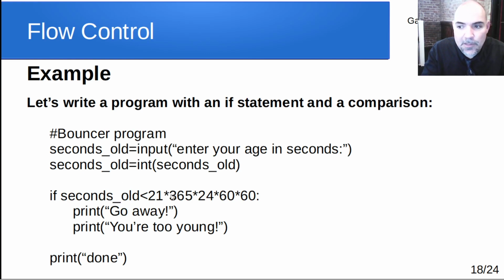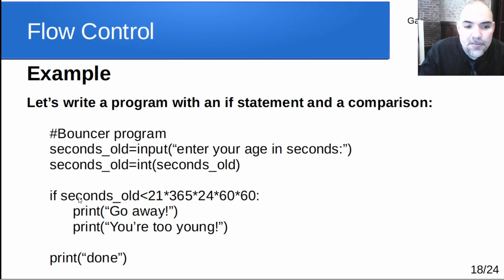Now that is an important concept. We're going to go back to the Python shell in just a second, and I'm going to talk about that a little more. But now we can say if seconds old is less than 21 years times 365 days times 24 hours a day times 60 minutes in an hour times 60 seconds. Notice we're using the power of Python to calculate this for us. We could have calculated it on a calculator and typed in that number, but we're letting Python do it for us. So if the number of seconds old that person is less than 21, then we tell them to go away and that they're too young to enter the bar. And then we print done there.